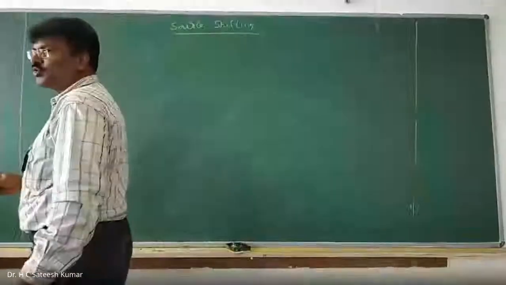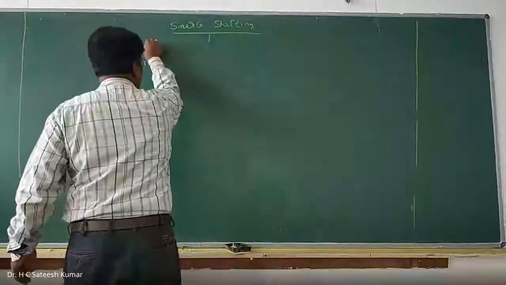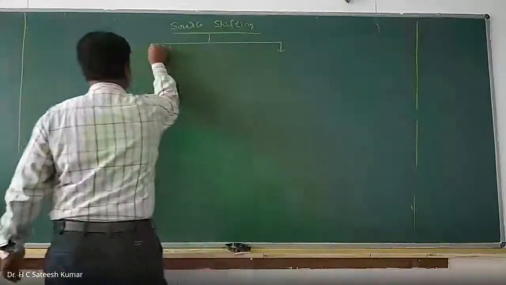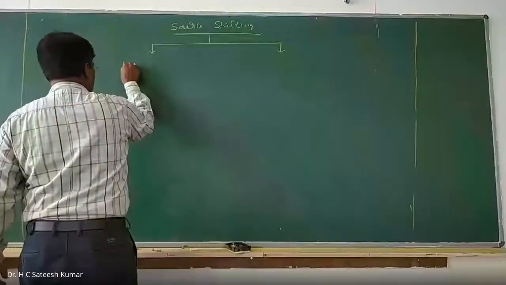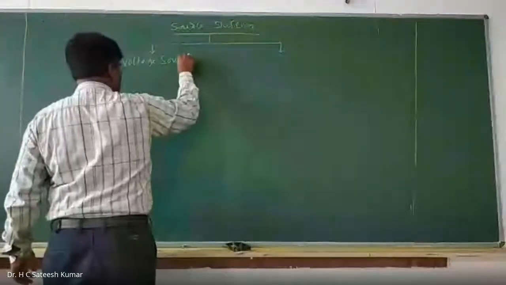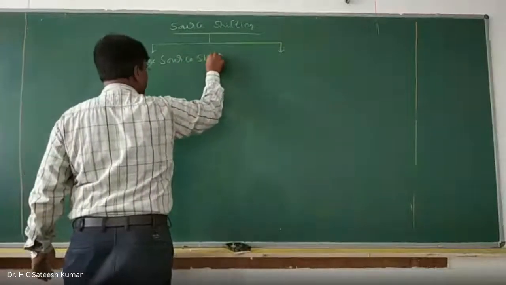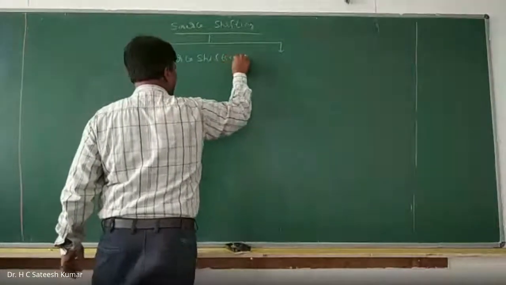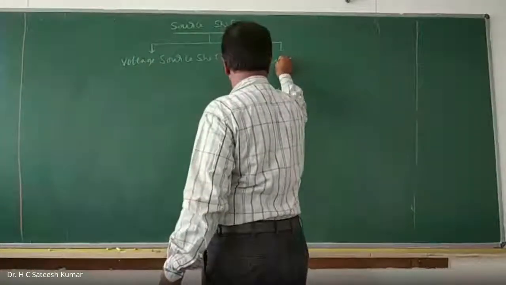In this, we have two types. Basically, voltage source shifting, and another one is current source shifting.